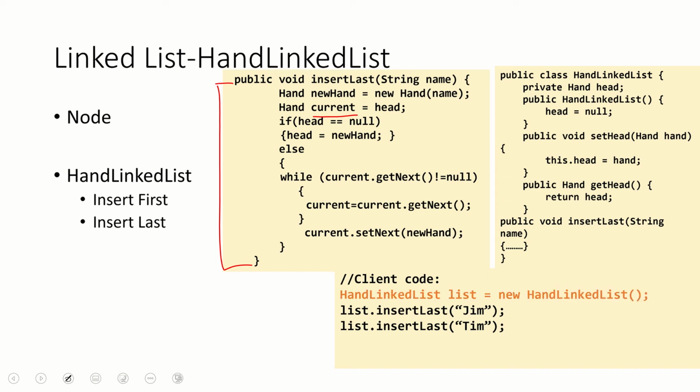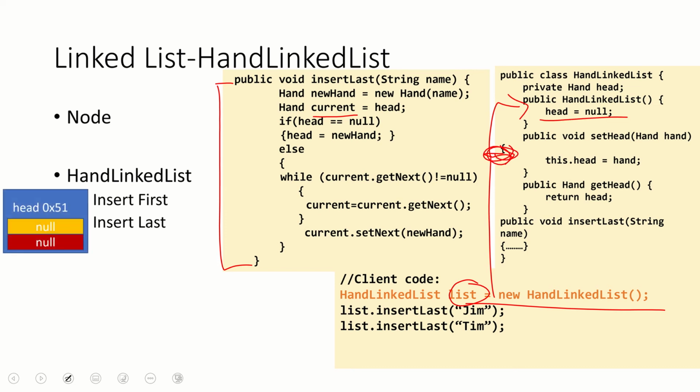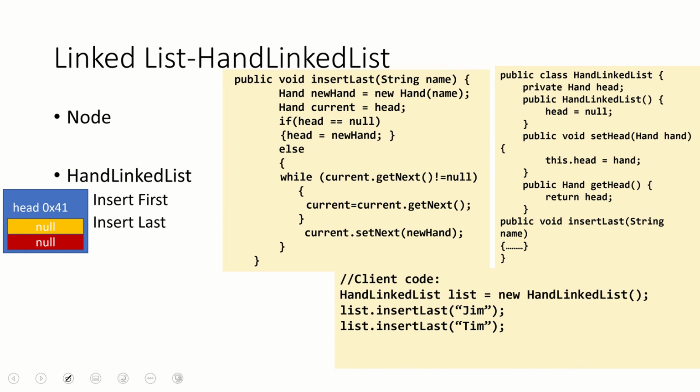First, we create the linked list, which the reference is list. Once we create this one, it will call the constructor over here and make the head null. So here is the head. Once we have head, we go to the next line.